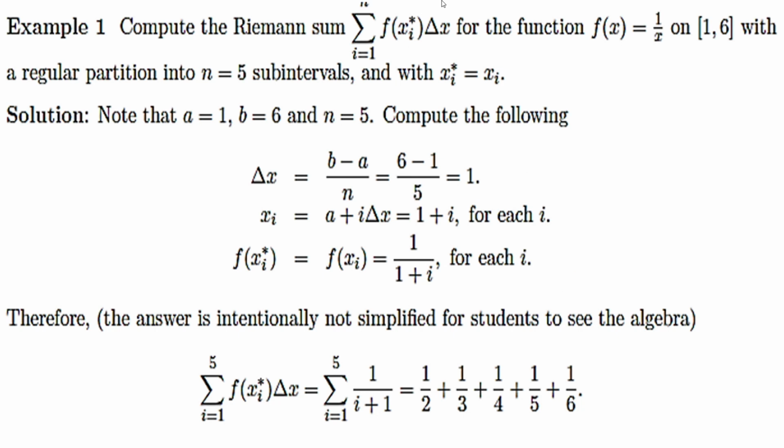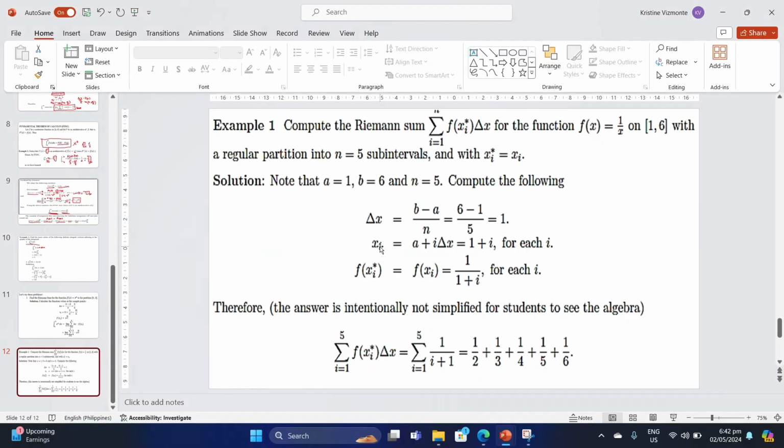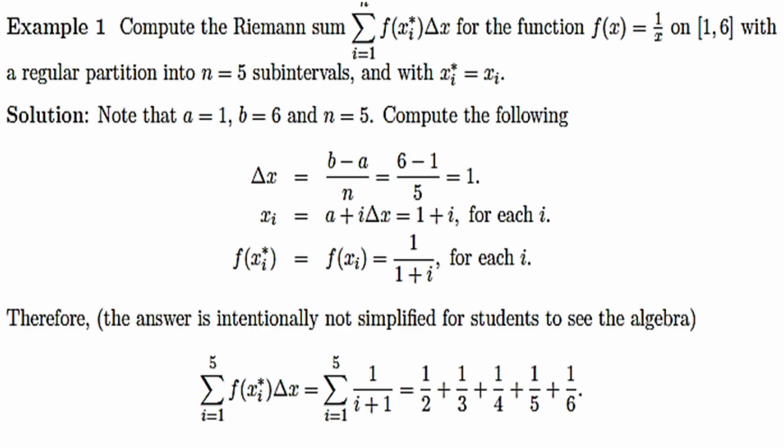Since I have the recorded one here, I will just make it small, because I cannot see this one. Example 1. Compute the Riemann sum, the sum from i equals 1 to n of f of x sub i delta x, for the function f of x equals 1 over x on 1 and 6, with a regular partition into n equals 5 subintervals.